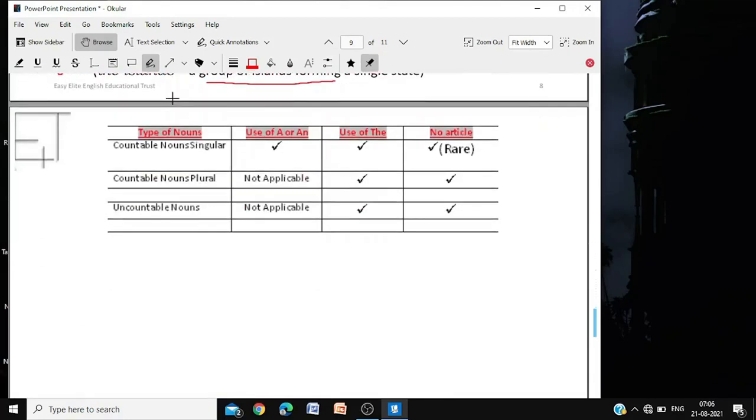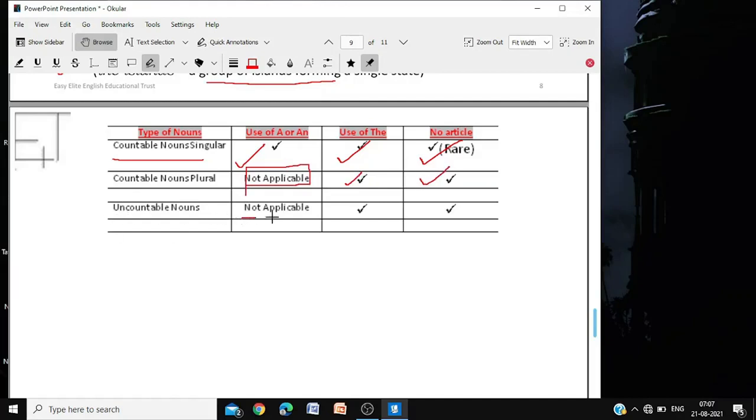So here we have countable noun. We can use a or an. That depends on whether it begins with a vowel sound or consonant sound. We can in some cases use the. We can also omit article, but it is in very rare cases. Countable plural nouns. A or an is not applicable because a or an means one. We can use the or we may omit the articles.